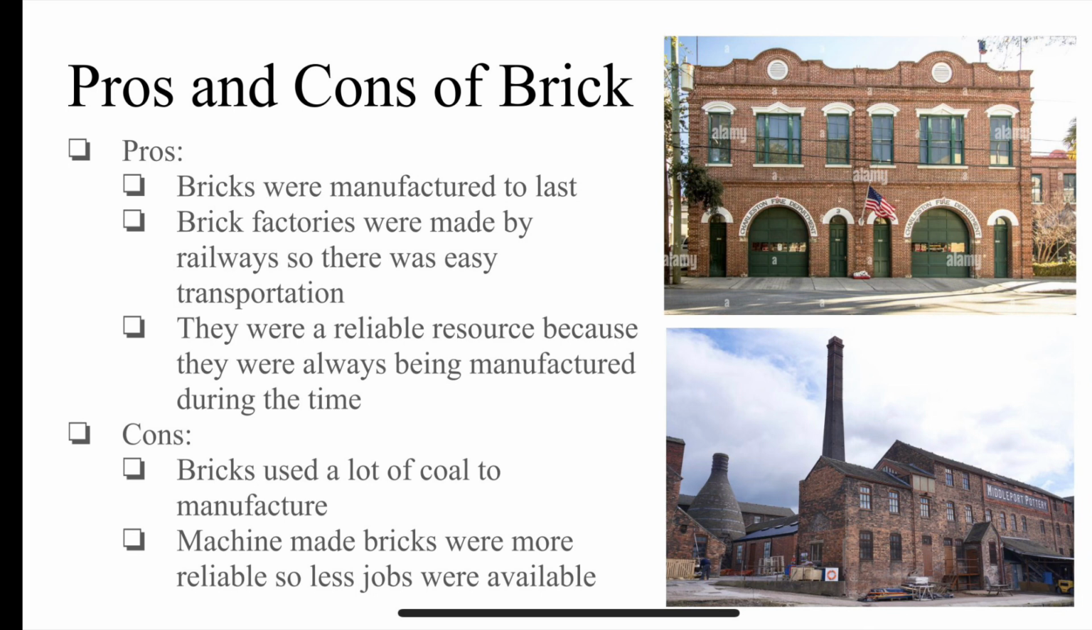Pros and cons of brick. Some of the pros include that bricks were manufactured to last, and brick factories were built by railways so that there was easy transportation. They were a reliable resource because they were always being manufactured during the time, meaning there was so much material that you would never run out. Some of the cons include that bricks used a lot of coal to manufacture, and machine-made bricks were more reliable, so fewer jobs were available to the public.